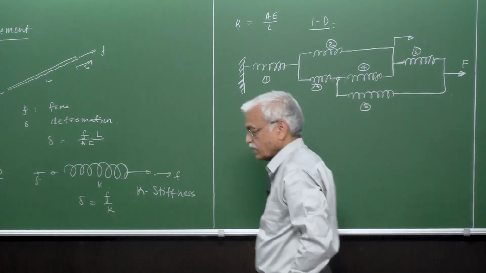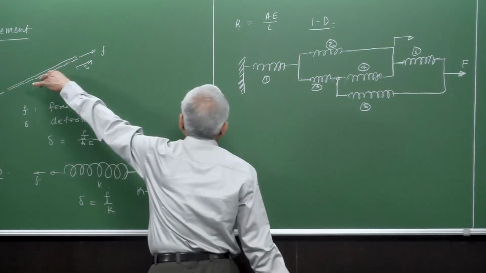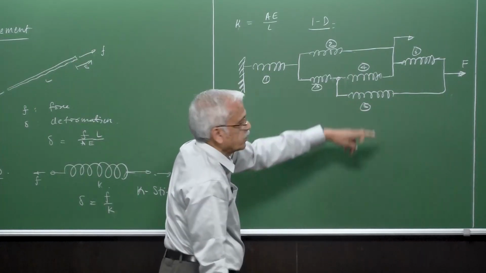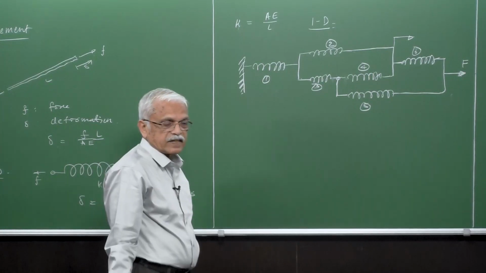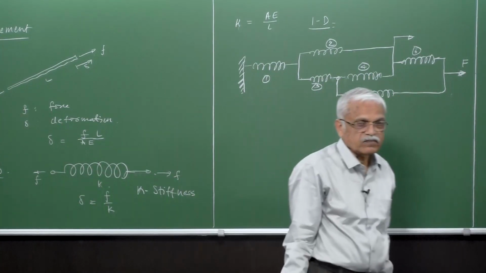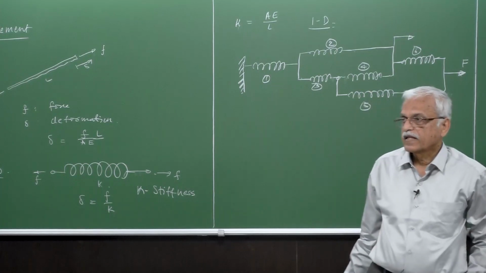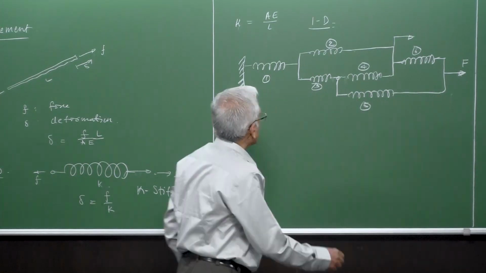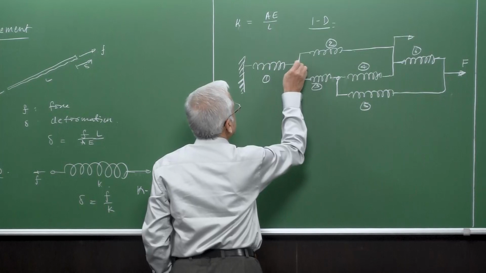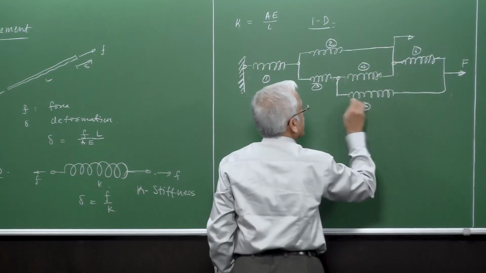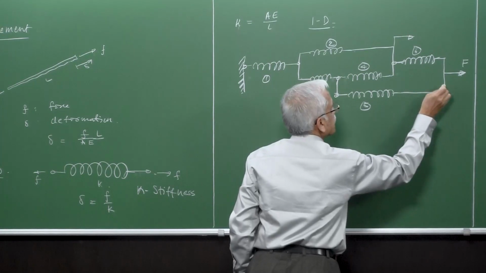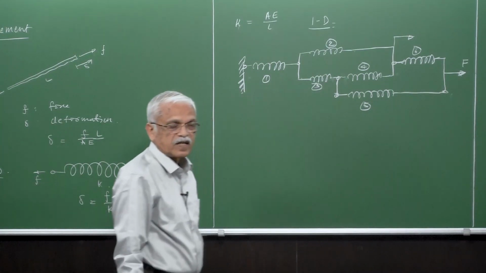So the whole structure is now consisting of either this type, or if it's a 1D, we have this kind of element. Another term which we would like to introduce is the nodes. The nodes are what we identify as the joints where the members are connected to the other elements.